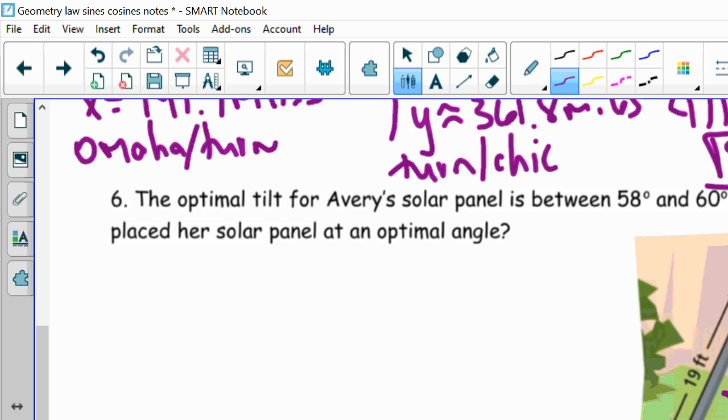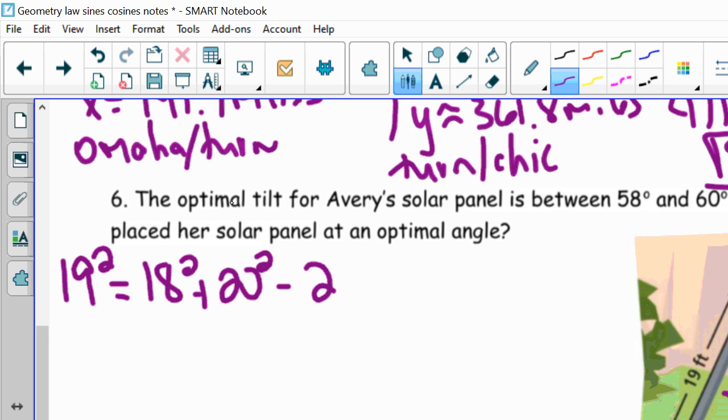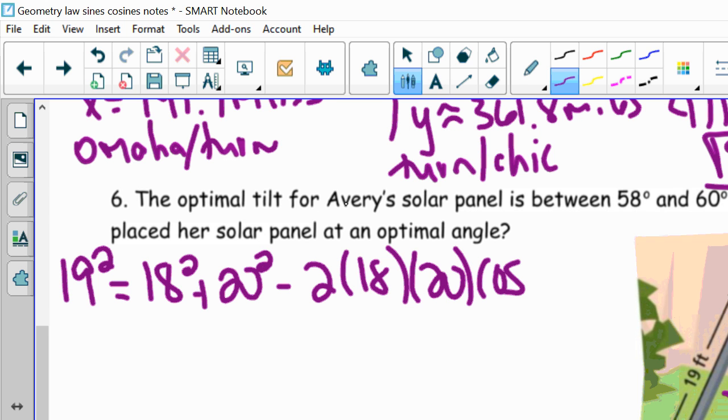So I always start out with the angle that I'm using. That side goes on a side by itself, so we would set this up: 19 squared is equal to 18 squared plus 20 squared minus 2 times 18 times 20 times the cosine of P. So now let's start working this out.